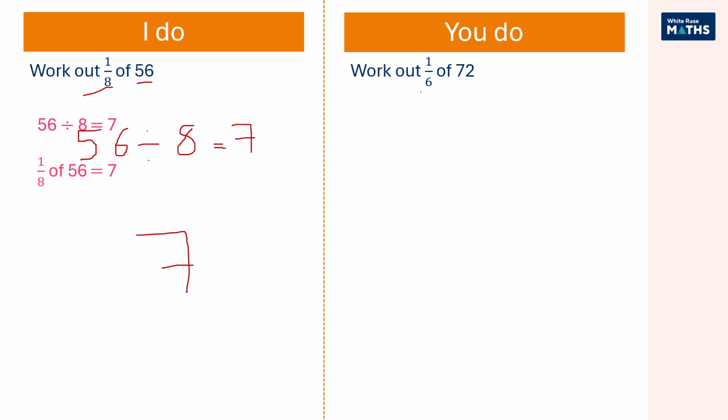Work out 1/6 of 72. Okay, so pause it now, guys. So you do play when you're ready.